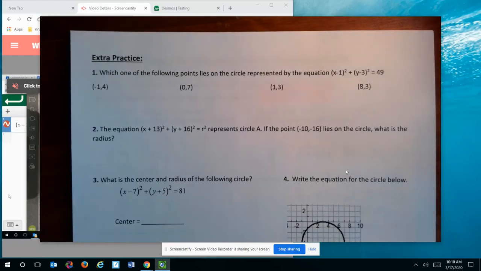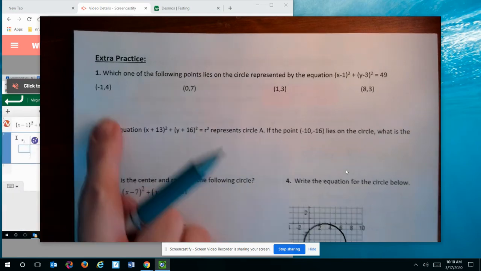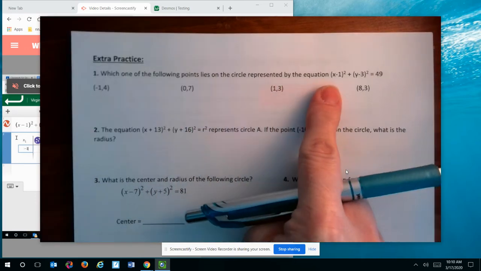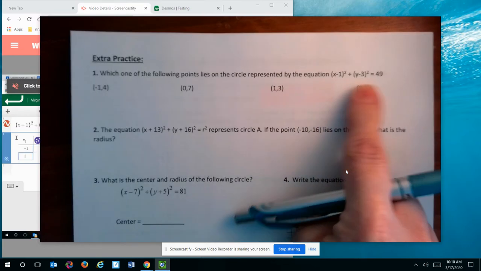I will be working on page 5, number 1 of your notes packet. Remember, if you don't have a hard copy of your notes available, you can follow along or use notebook paper. There are 2 ways to approach this problem. Which one of the following points lies on the circle represented by the equation (x - 1)² + (y - 3)² = 49?